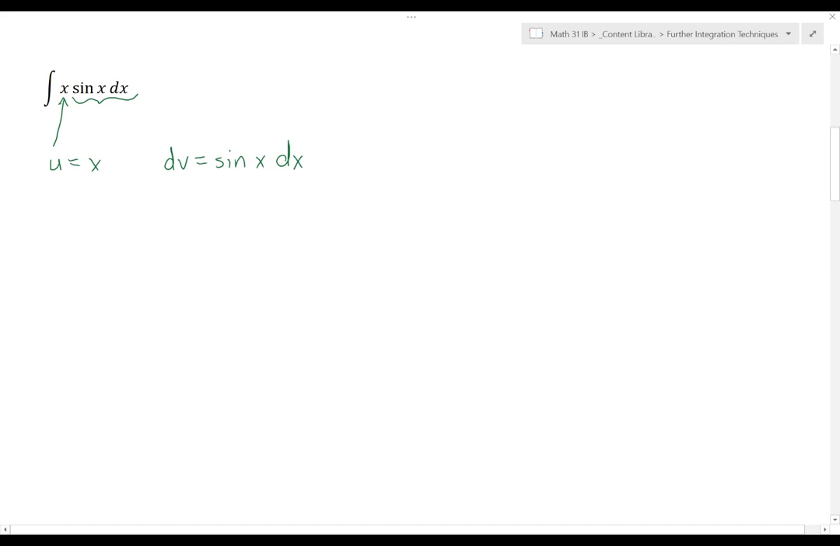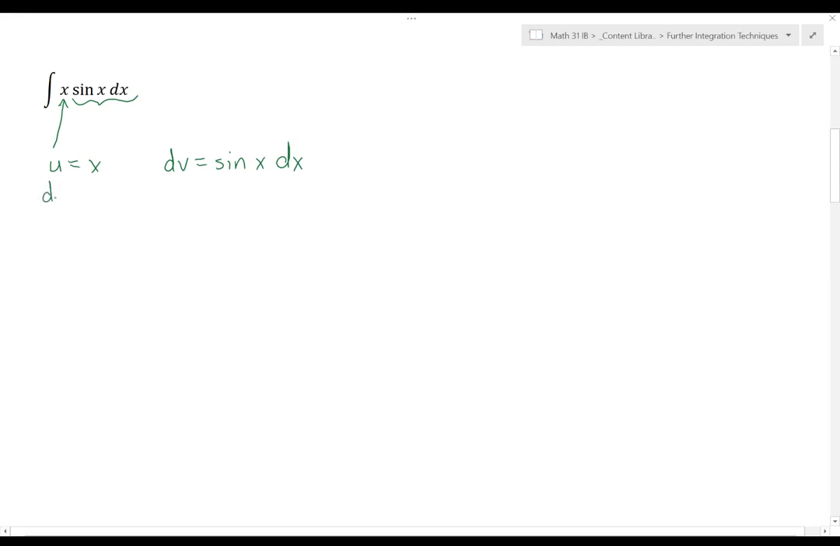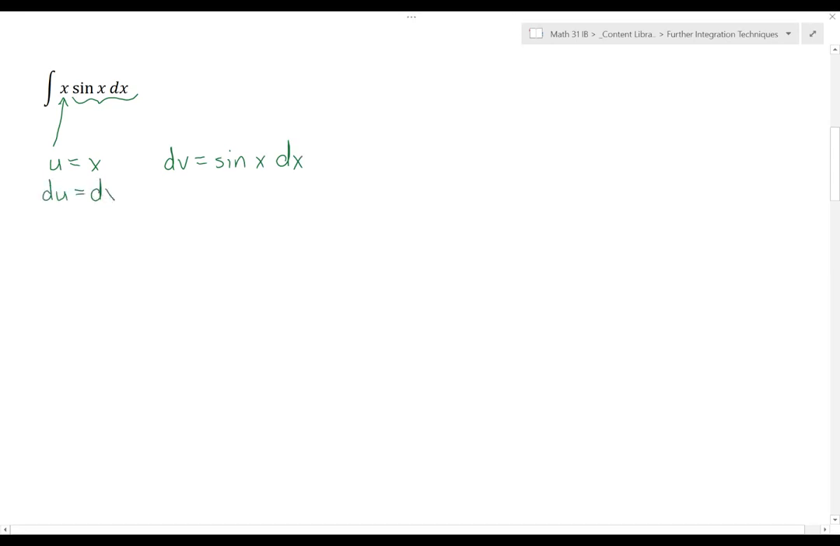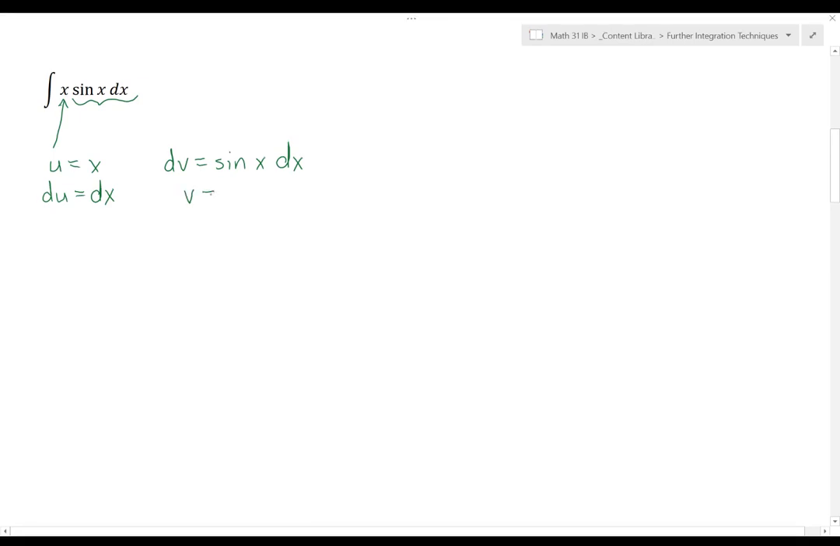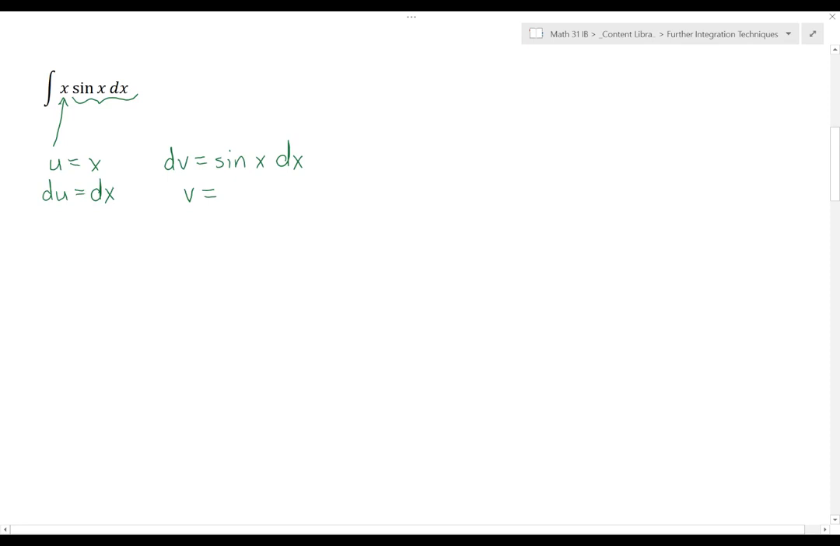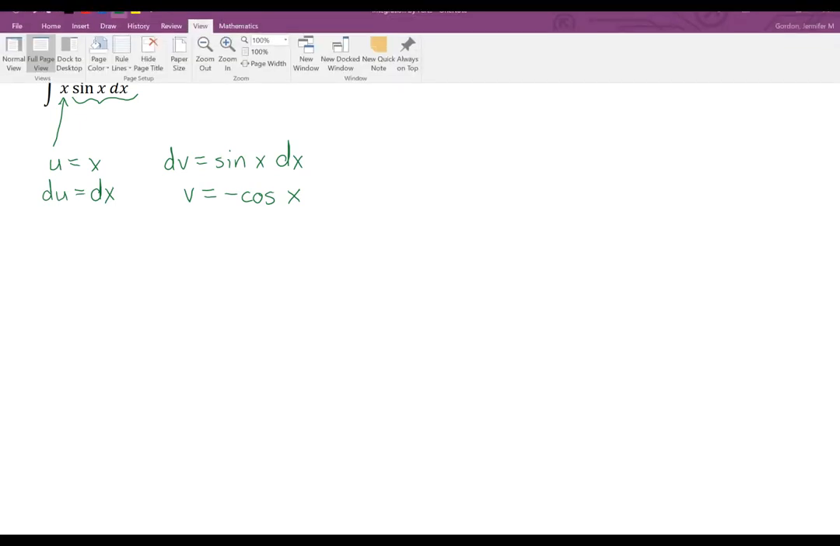In my formula, I have u, v, du, and dv. So I need to figure out du and v. du is just dx. That's pretty straightforward because it is just a polynomial. And v, the antiderivative of sine of x, is negative cos of x. I don't worry about the plus c here because I'm actually not done. When I'm finished with my whole integration, then I will have to remember the plus c. But for now, I don't have to worry about that.